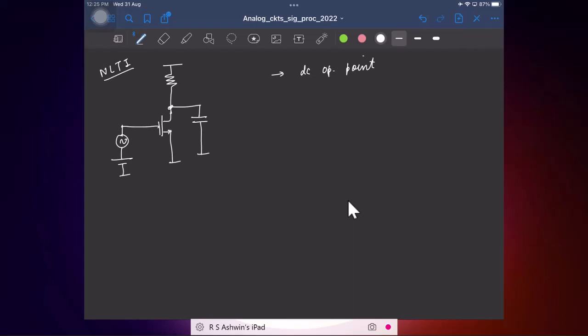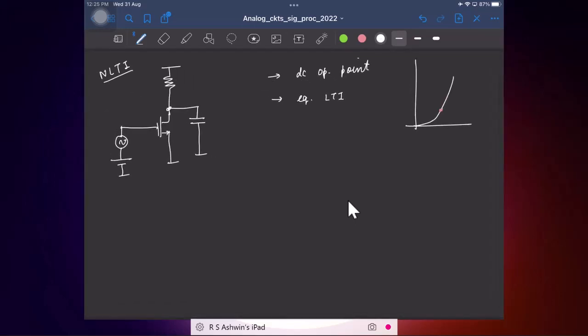And the MOSFET is basically nonlinear, so you'll have something like this. So let's say you're operating at this point. I know that around this operating point, if the signal is very small, I can approximate it as a linear circuit. So once I find the operating point, I can find the equivalent LTI circuit, right? And once I find it, I'll do the same approach that I did. So for the LTI circuit, you can form the G matrix, invert it, and find the frequency response.